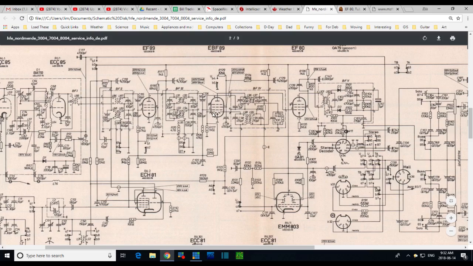And we'll start with pin 7. Well, we'll start with whatever one we want. You know what? Let's get to it. Pins 7 and 8 of the EBF 89. Pin 7 and 8. Okay, let's look at the radio here.